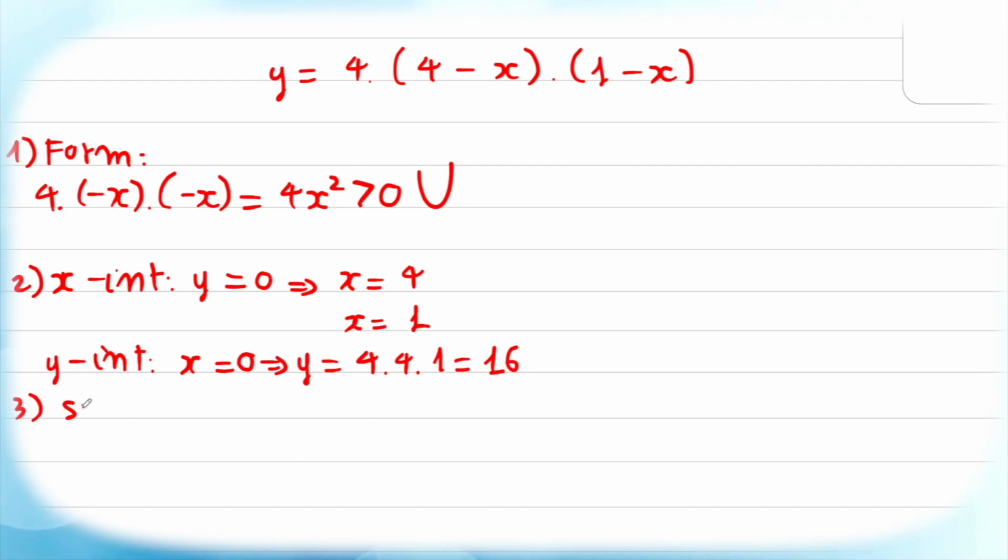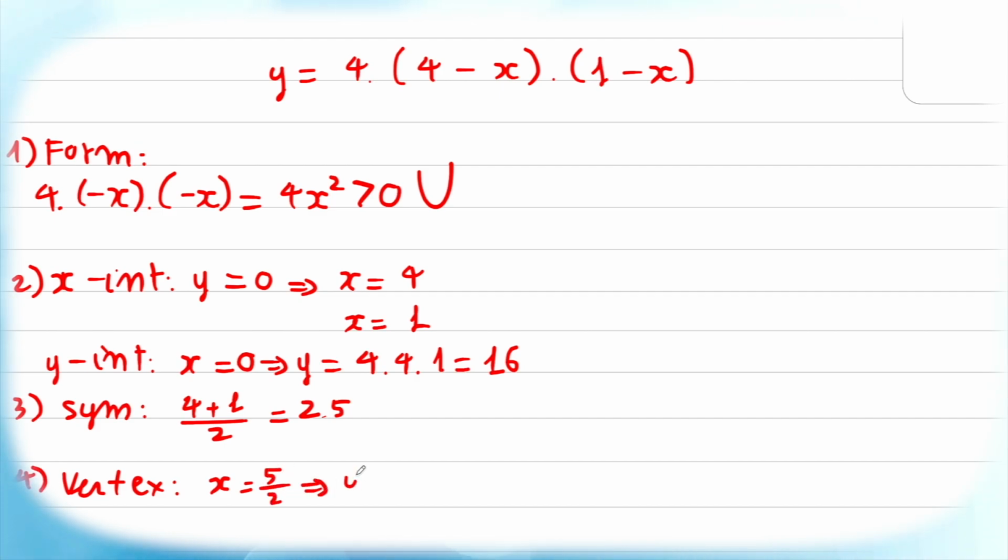And about 3, the symmetrical line. The symmetrical line will be the midpoint between the two x-intercepts. Divide by 2, you got 2.5. And about 4 here, you will have the vertex. About the vertex, you got x equal to 5 over 2. Substitute this to figure out the value of y.